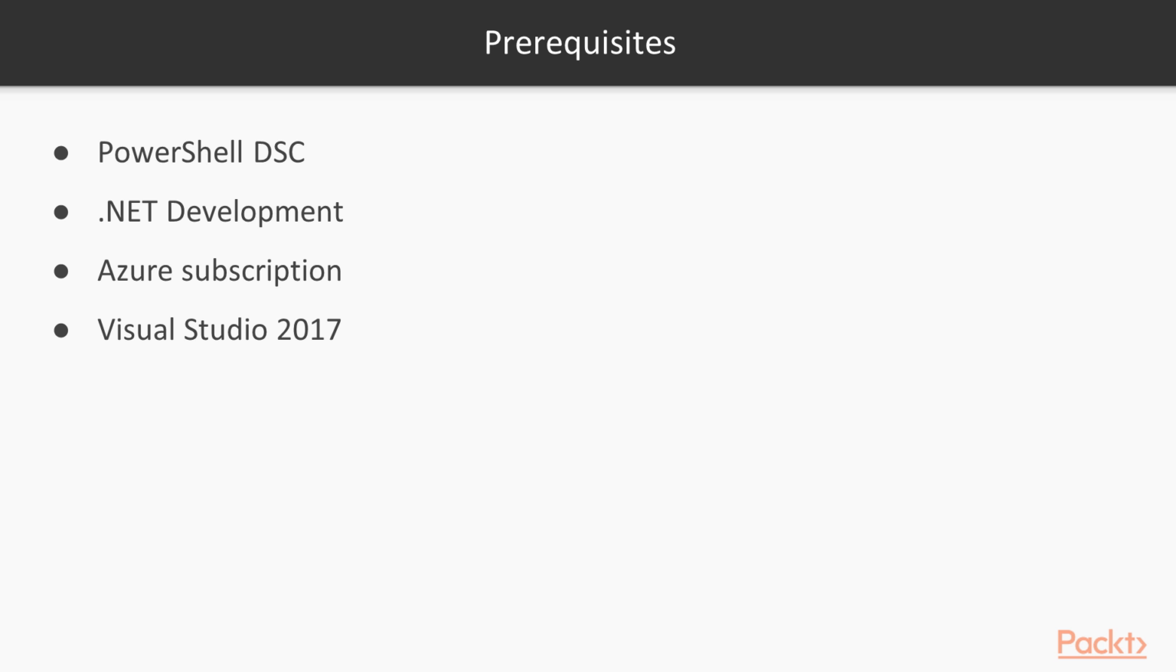Apart from these, we also need a valid Azure subscription, Visual Studio 2017 Community Edition for the labs. You can sign up for a free subscription from the Azure portal and also download Visual Studio Community Edition for free from the Visual Studio website.